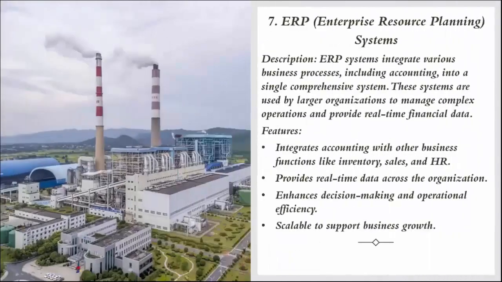7. ERP, Enterprise Resource Planning Systems. Description. ERP systems integrate various business processes, including accounting, into a single comprehensive system. These systems are used by larger organizations to manage complex operations and provide real-time financial data. Features. Integrates accounting with other business functions like inventory, sales, and HR. Provides real-time data across the organization. Enhances decision-making and operational efficiency. Scalable to support business growth.